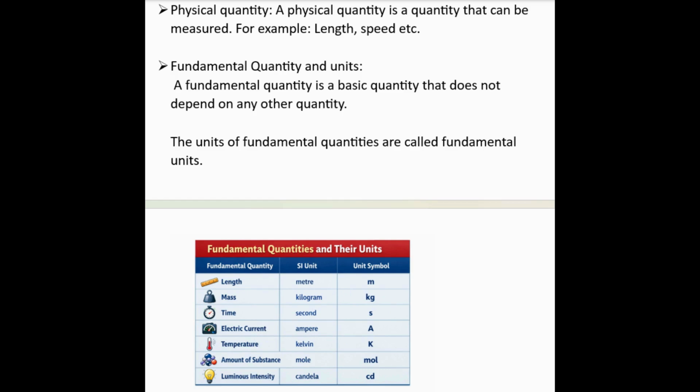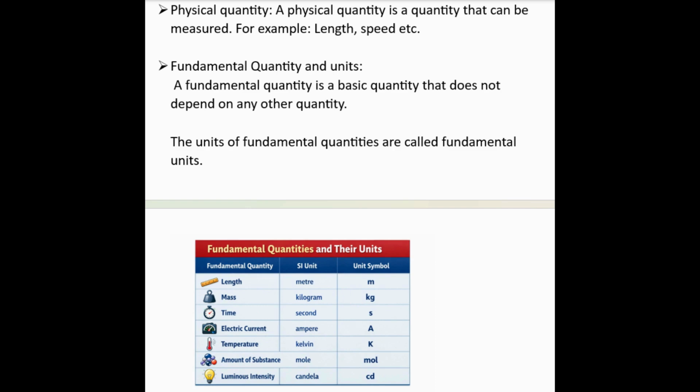Now let's move to fundamental quantities. Fundamental quantities are the basic quantities that do not depend on other quantities. In simple words, if a quantity can exist independently by itself, then it is called a fundamental quantity. Examples are length, mass, time, electric current, temperature, amount of substance, and luminous intensity. These are fundamental quantities. Why? Because they do not depend on other quantities. For example, does time depend on another quantity? No. Does mass depend on another quantity? Again no. So these are called fundamental quantities.